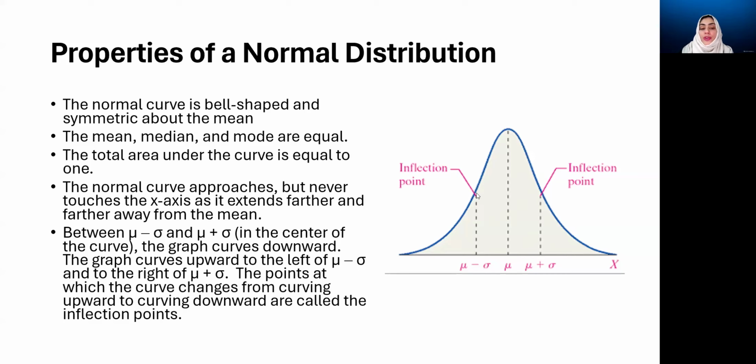So the points at which this happens, where the graph changes from curving upwards to curving downwards, are known as inflection points. The use of these inflection points is in cases where you do not know the standard deviation for the distribution. If you just have the graph and you don't have the values, these points represent one standard deviation away from the mean. Towards the lower values, it is the mean minus one standard deviation in the left half, and it is the mean plus one standard deviation in the right half.